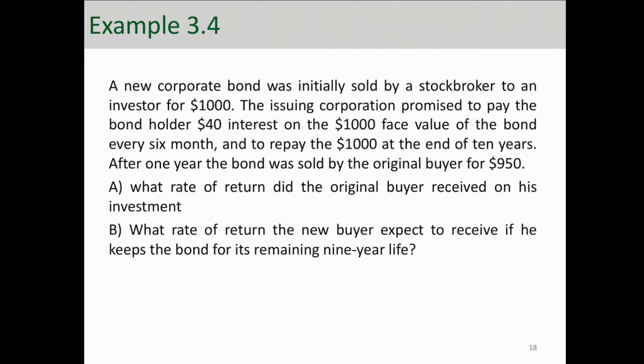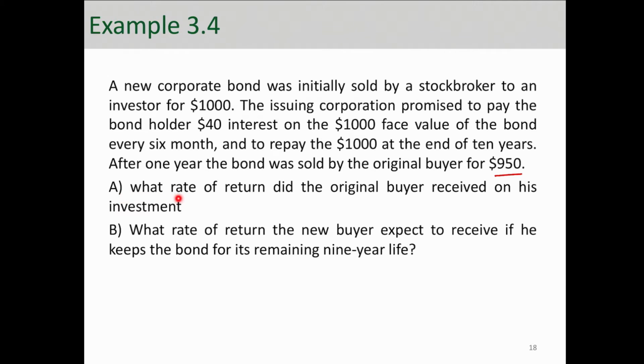So if this bondholder keeps the bond for 10 years, he's going to get the $1,000 back, plus every 6 months he's getting $40. But after 1 year, the bond was sold by the original buyer for $950. So the original buyer decided to sell the bond to another person for a little lower than its face value, $950 here.